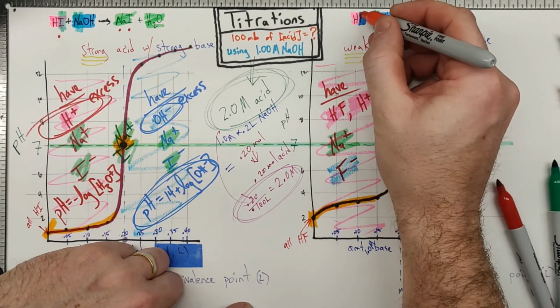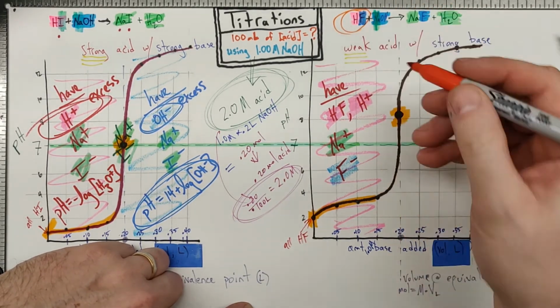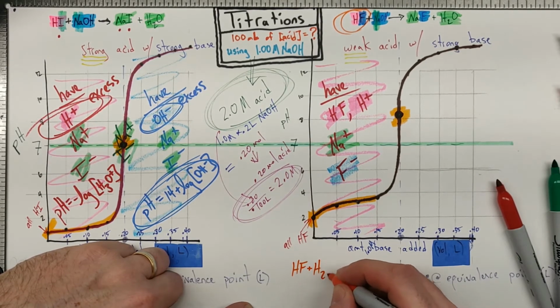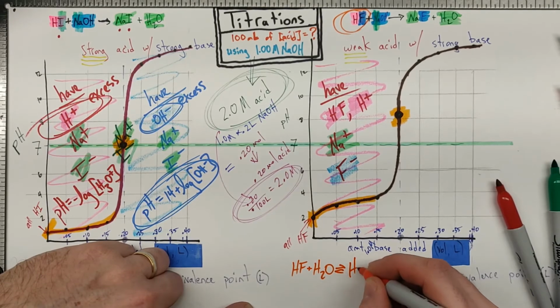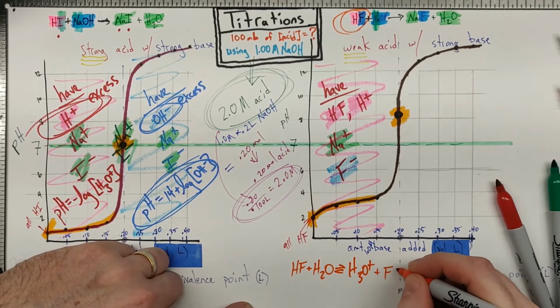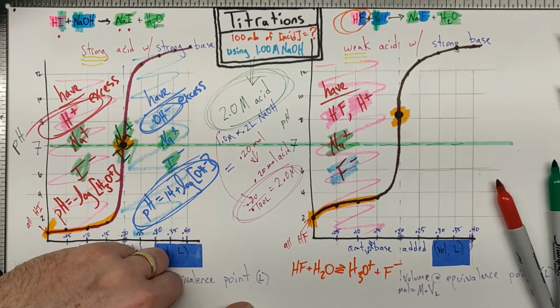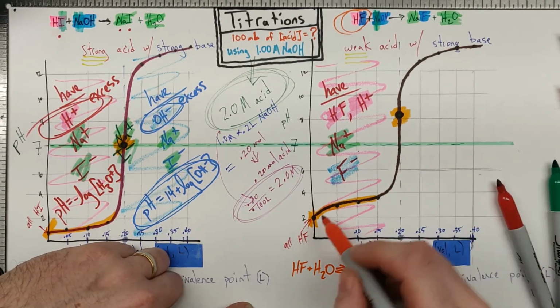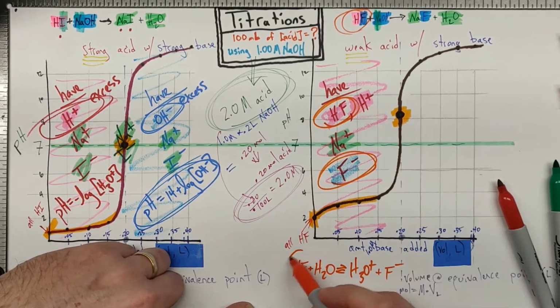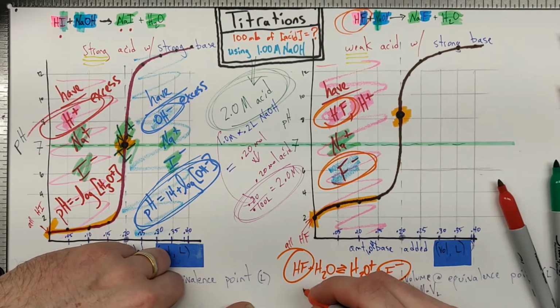So I want to write the aqueous dissociation of this HF. We have HF in water. It's going to give us H3O plus, or H plus if you want to consider it that way, and F minus. If we look right here, after this point we have some F minus, and we have HF, so we have a buffer.